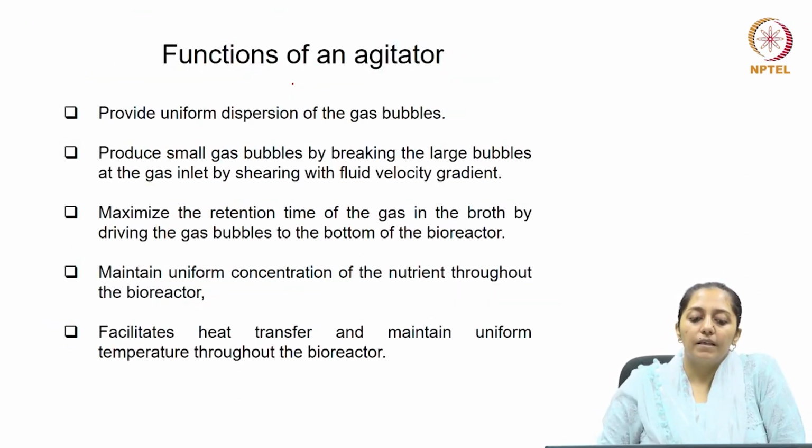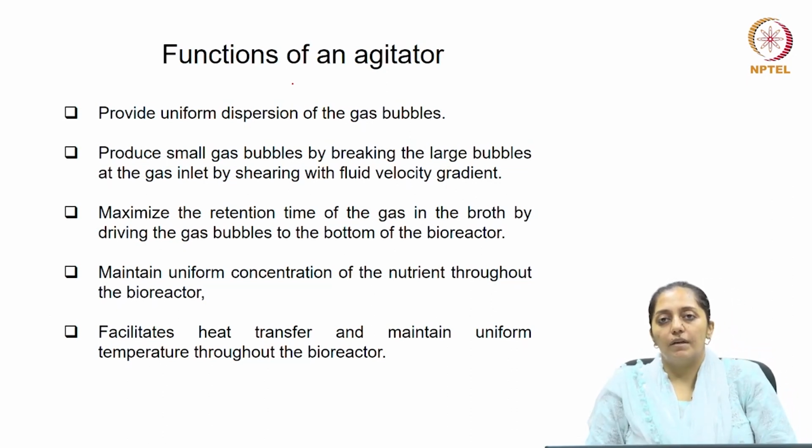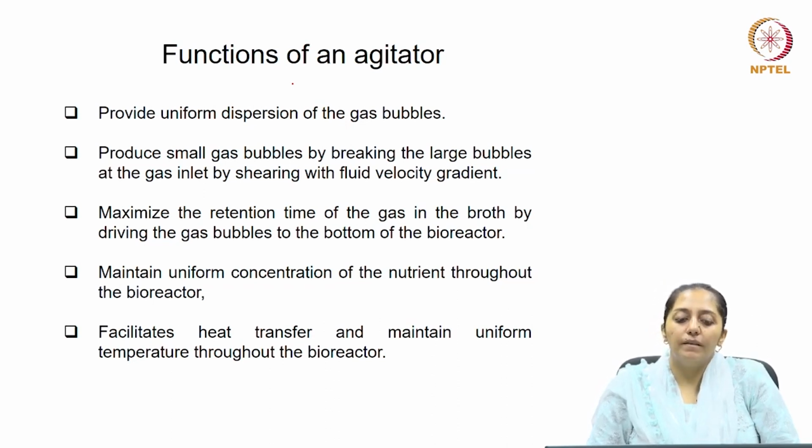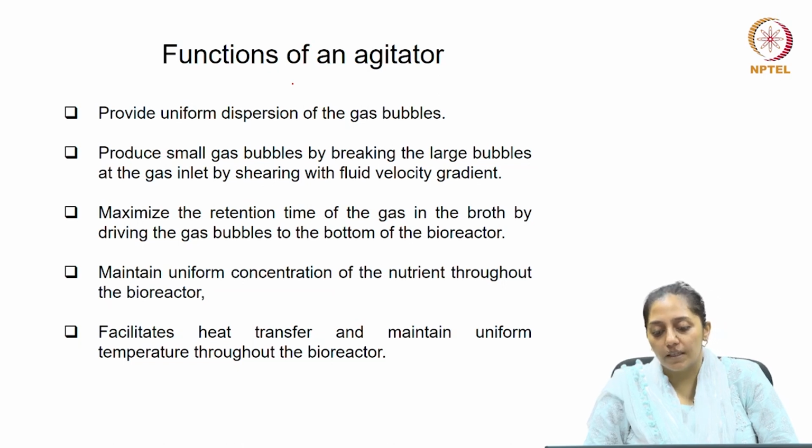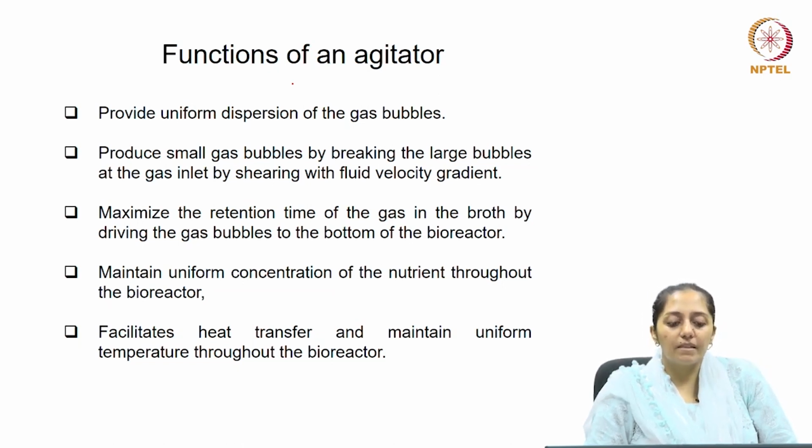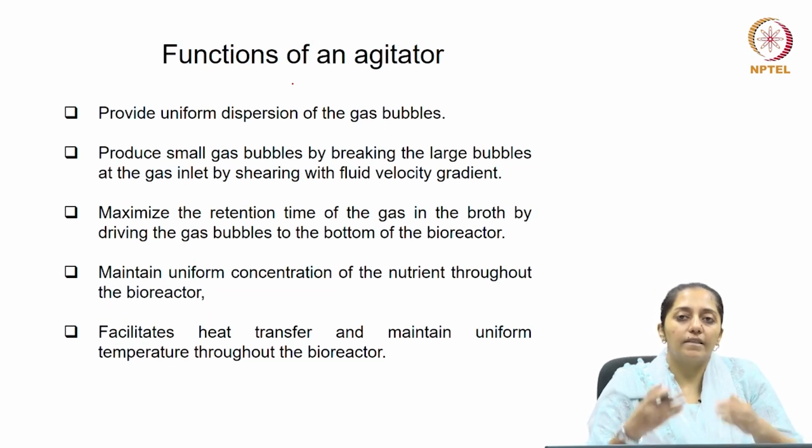So, let us see what the functions of an agitator are. We have seen during the introductory lecture that it can provide uniform dispersion of gas bubbles. It can produce small gas bubbles by breaking the large bubbles at the gas inlet by shearing with the liquid velocity gradient. It maximizes the retention time of the gas in the broth by driving the gas bubbles to the bottom of the reactor. So, your axial movement can improve the retention of the gas bubbles.